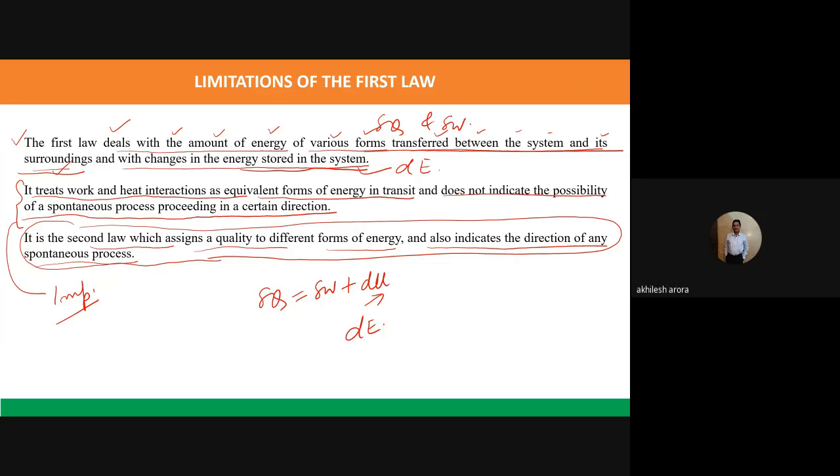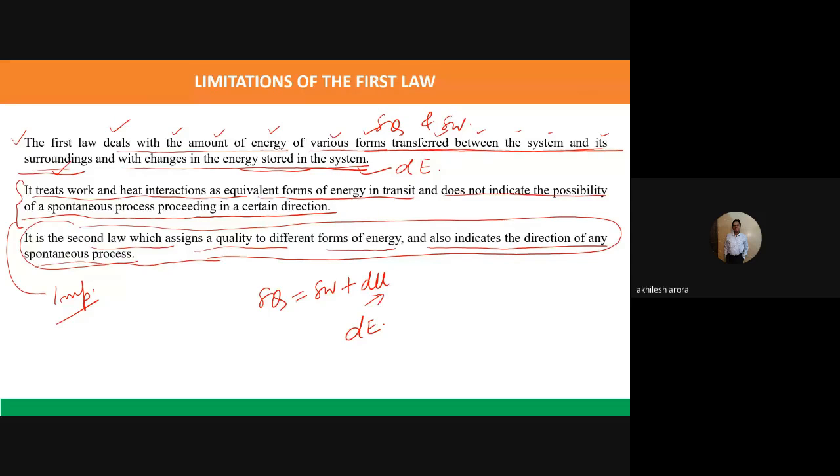So for the moment you should always remember that the first law of thermodynamics says that energy can be converted from one form to another, like heat can be converted into work and work can be converted into heat. That is what the first law says, but it never tells whether it is possible for a process to take place in a particular direction or not. I would give you an example here.